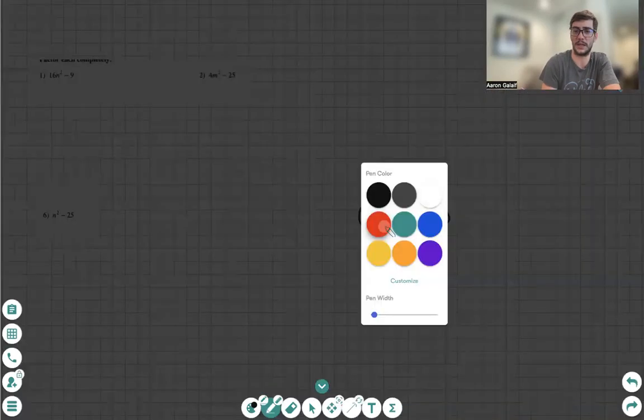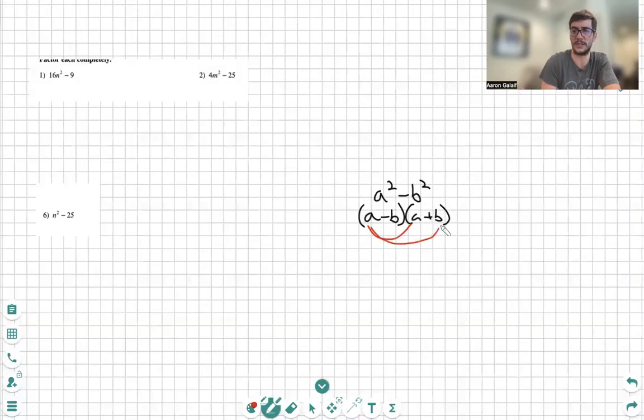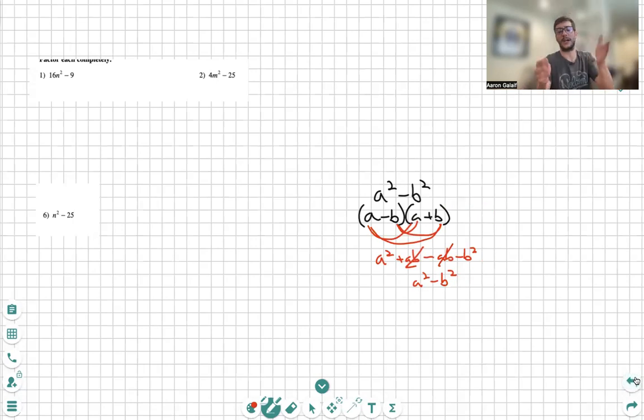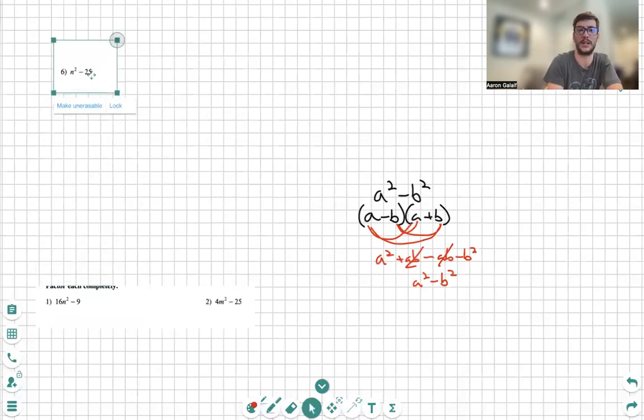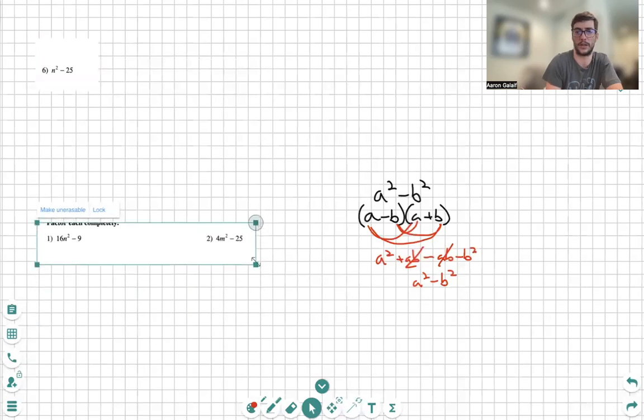The reason being is if I were to FOIL this, and let's do it, I see a squared plus ab, and I see minus ab minus b squared. We see the middle terms do cancel, so we do not need to worry about that, and we get right where we need to be. So when factoring, we can go the opposite way without any issues. The first thing we're going to do is recognize perfect squares and then factor them accordingly.